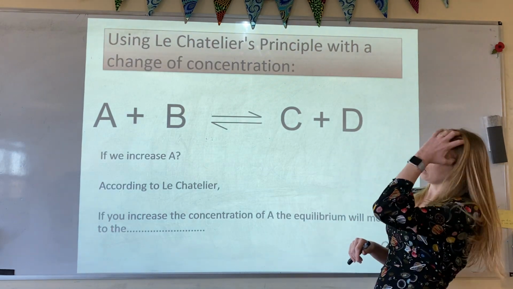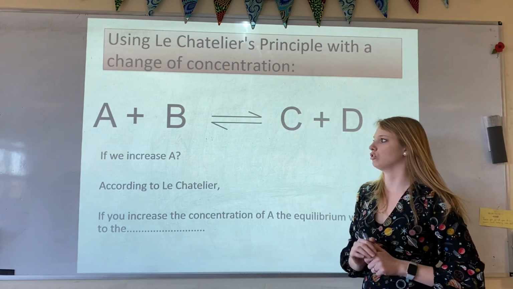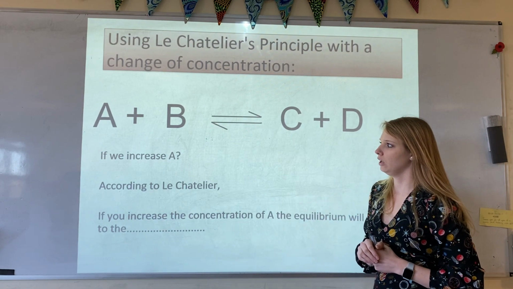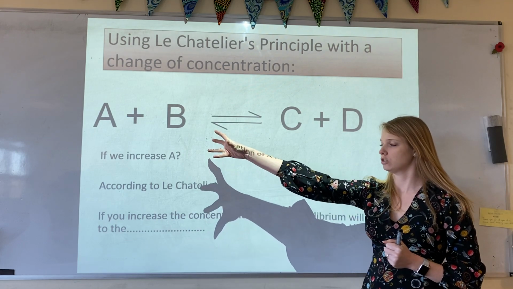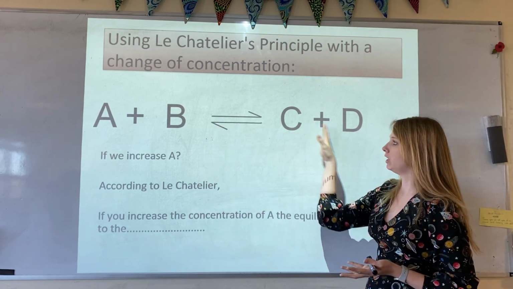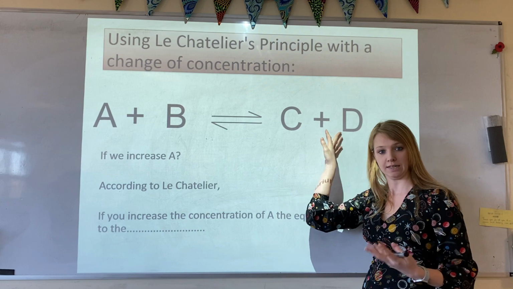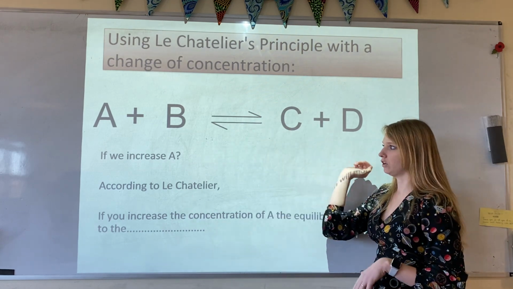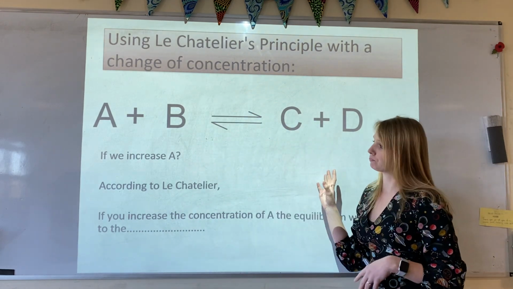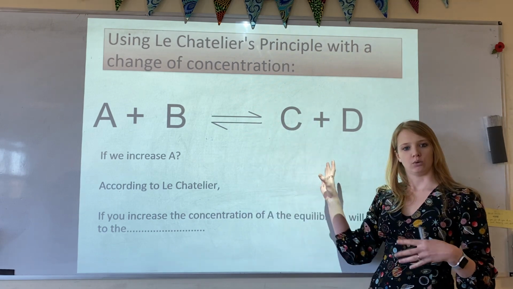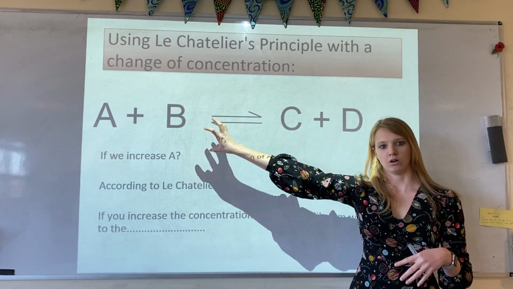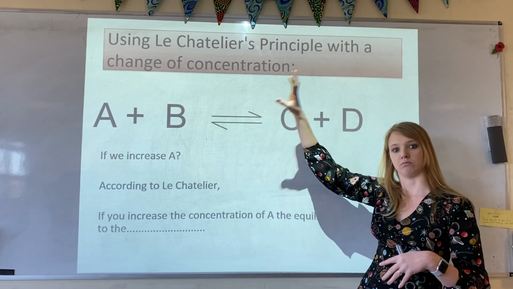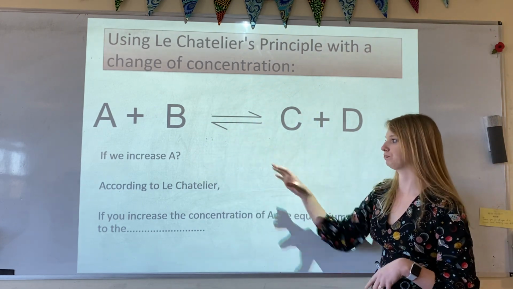So let's have a look at a change of concentration. So here I've got two reactants, A plus B, being made into two products, C and D, and this is a reversible reaction. Now this has reached an equilibrium, so I've got the same amount of reactant making the same amount of product and vice versa.